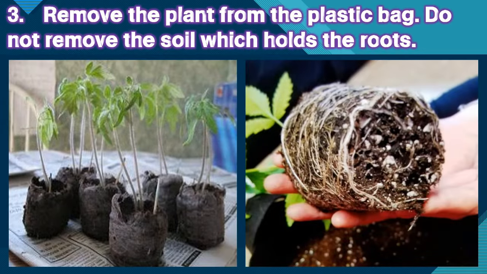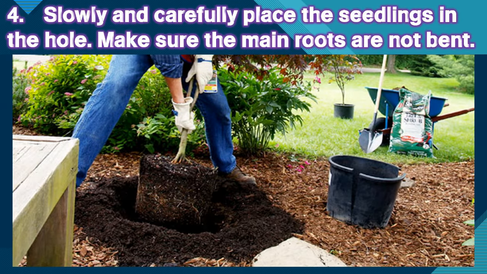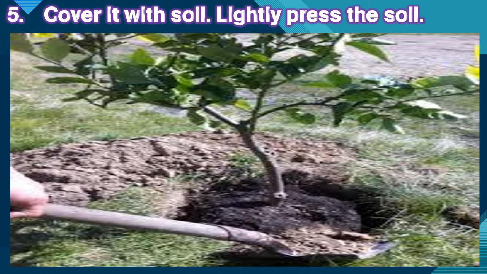3. Remove the plant from the plastic bag. Do not remove the soil which holds the roots. 4. Slowly and carefully place the seedlings in the hole. Make sure the main roots are not bent. 5. Cover it with soil. Lightly press the soil.